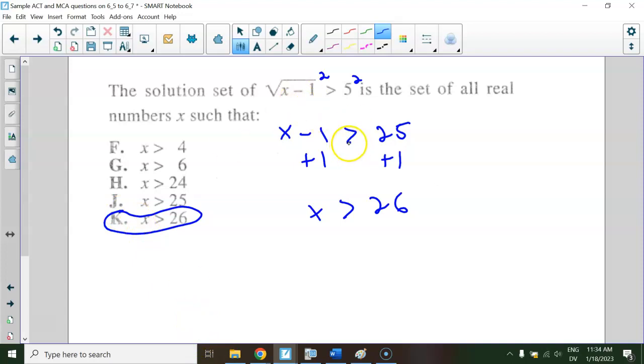Yeah, and remember on these inequality solvings, you reverse the sign if you ever multiply or divide with a negative number, and we didn't do that here, so the sign didn't switch. We just squared both sides and then added 1, so we don't have to flip the sign at all.